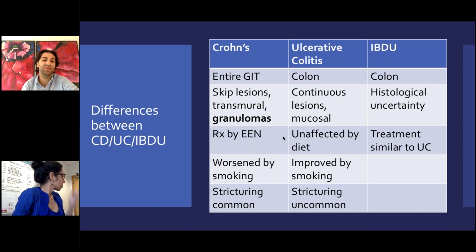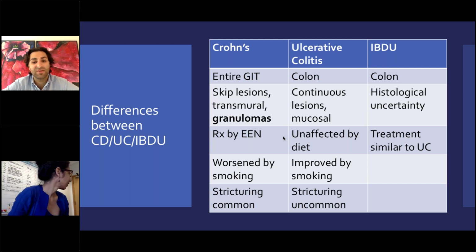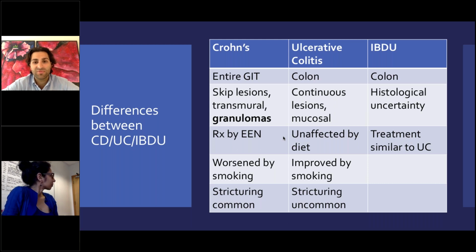Crohn's, as I mentioned, can be treated with exclusive enteral nutrition, the magic milkshake, whereas sadly ulcerative colitis is unaffected by diet. IBDU's treatment is similar to ulcerative colitis because it's confined to the colon. Crohn's is worsened by smoking, which is why it was so imperative that that 16-year-old girl in the first case stopped smoking. Ulcerative colitis is improved by smoking. That is not an indication to tell people to smoke, obviously. And in Crohn's, you get stricturing more commonly, whereas in UC, you less commonly get stricturing.